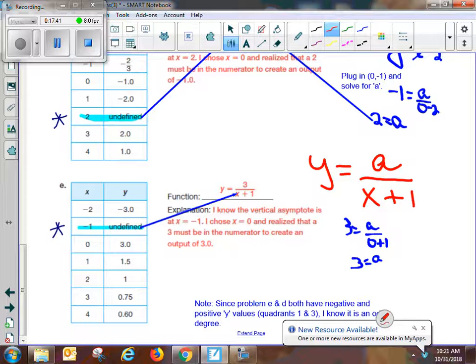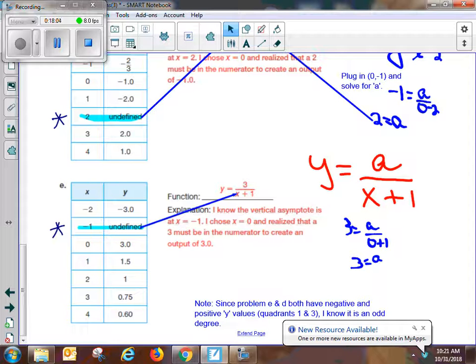I want to replace both the x and the y. So if I use the ordered pair (0, 3), where there's an x, put a 0. Where there's a y, put a 3. 0 plus 1 is 1. Cross multiply, a is 3. So now up top here, instead of a, put 3.